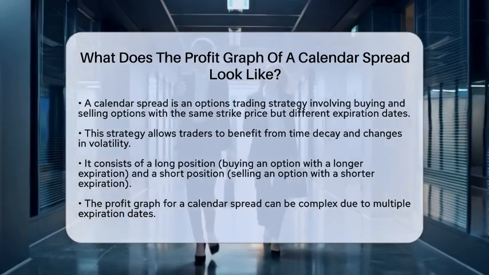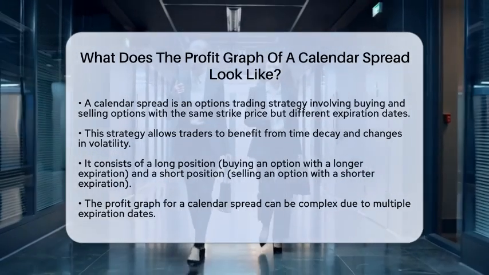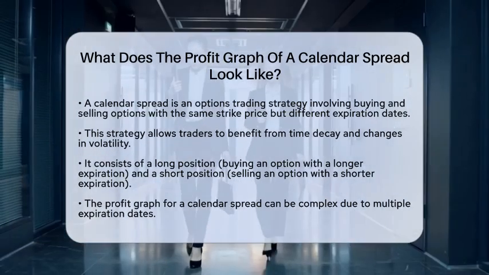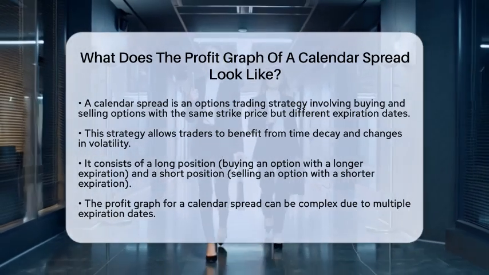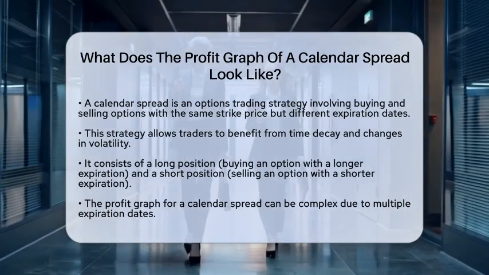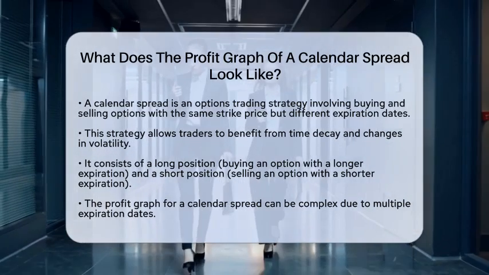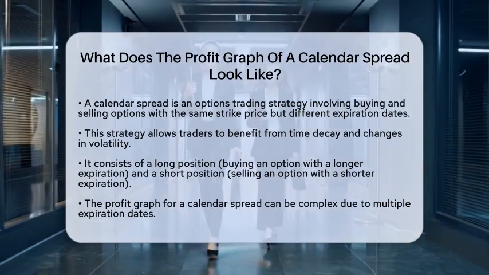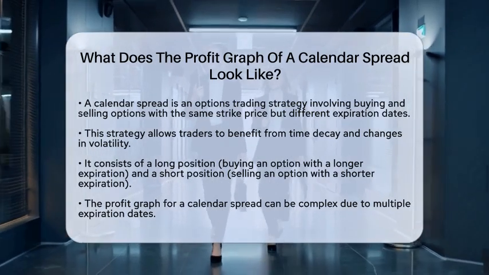A calendar spread is a strategy that involves buying and selling options with the same strike price but different expiration dates. This approach allows traders to benefit from time decay and changes in volatility. In a calendar spread, you will have a long position and a short position. The long position means you buy an option with a longer expiration date. The short position means you sell an option with a shorter expiration date.